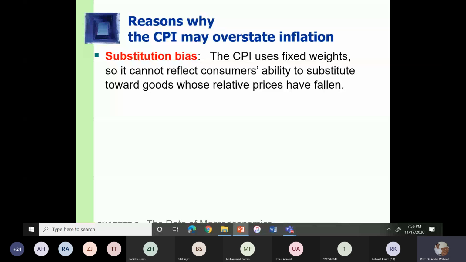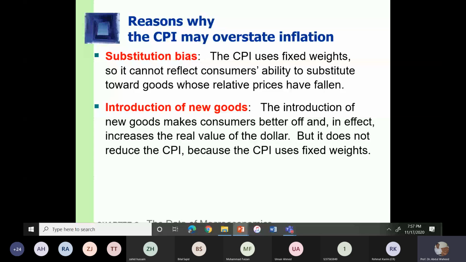So because this substitution cannot be reflected, that's why it means we are overstating the inflation rate. When the price of commodities increases, the basket is fixed, so it shows a higher inflation rate, and when there is a high inflation rate, this means there is an increase in the cost of living. But actually, it might happen that when there is an increase in the price of a commodity, consumers will shift to some other commodities that are substitutes for that good, and they are relatively cheaper. But that substitution is not reflected in the consumer price index. So that's why we say that the consumer price index may overstate inflation. Substitution choice is not available because the basket is fixed.